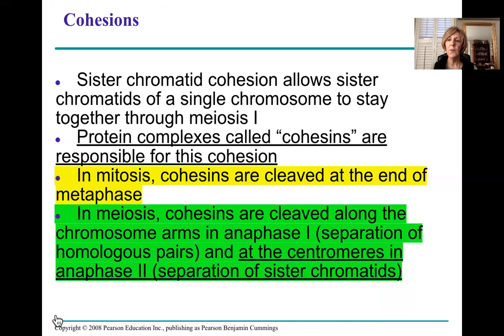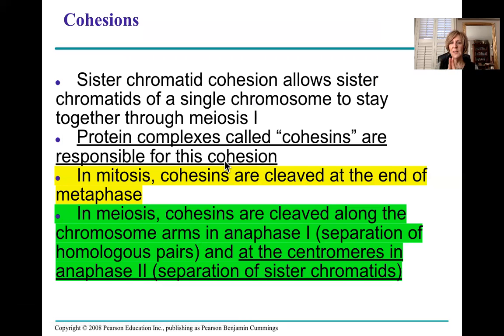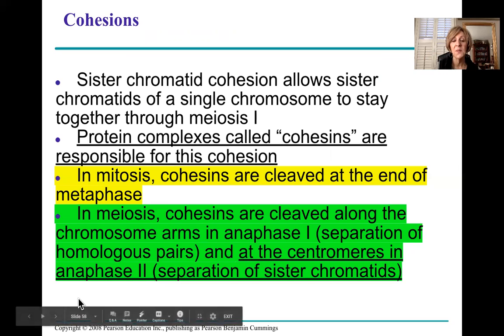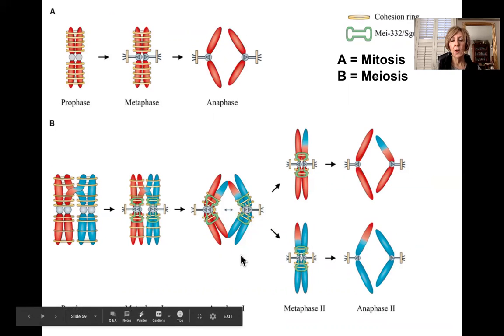What is holding those chromatids together are proteins called cohesins. Cohesins are responsible for cohesion, where the sister chromatids of a single chromosome are staying together in meiosis 1. In meiosis 2, those cohesins are going to disintegrate at the centromere, and you're going to have separation of the sister chromatids, but we'll see that in anaphase 2. So I want to show you this. Here is mitosis. Here is meiosis.